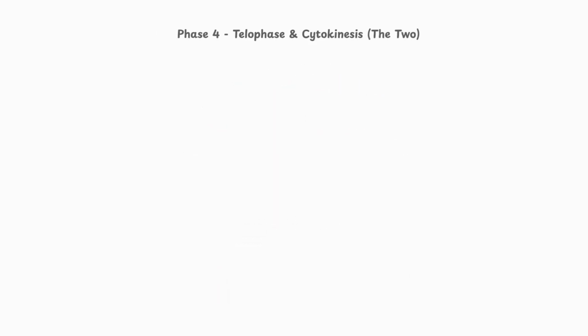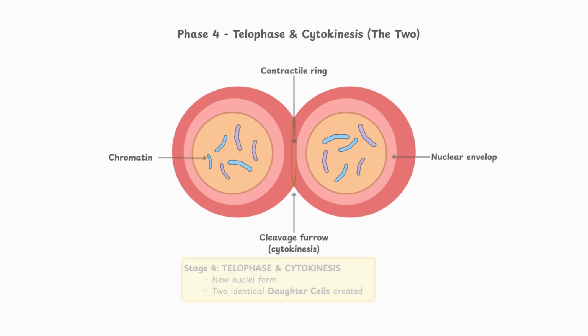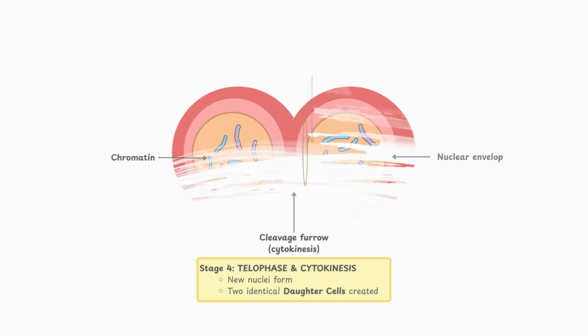This is the final stage of cell division, called telophase and cytokinesis. At this point, the chromosomes begin to uncoil and return to their relaxed form, known as chromatin. A new nuclear envelope forms around each set of genetic material, creating 2 separate nuclei. Now the cell starts to physically split. A contractile ring tightens around the middle of the cell, pulling the membrane inward. This creates a cleavage furrow, which deepens until the cell is fully divided. Finally, cytokinesis completes the process, producing 2 identical daughter cells.